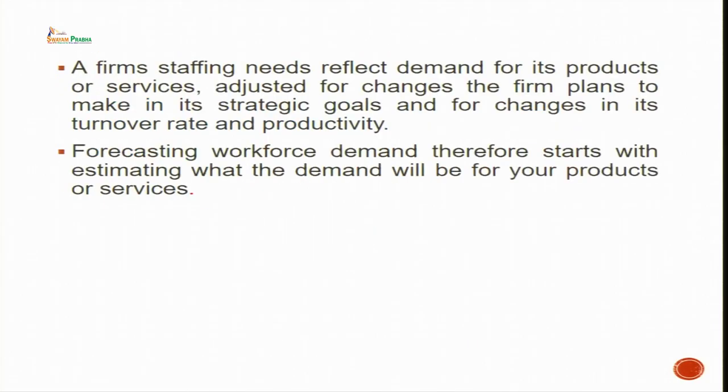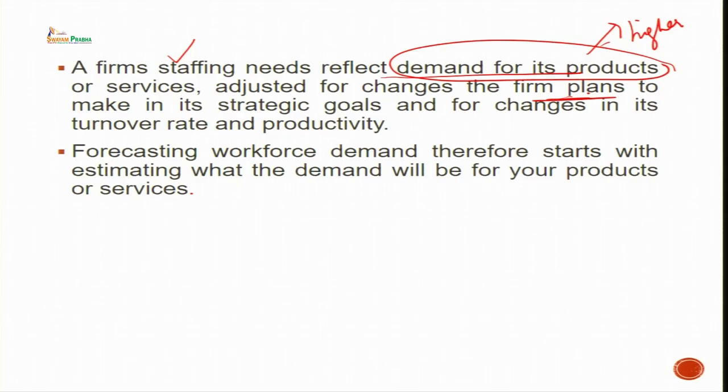Further, a firm's staffing needs reflect the demand for its products. This is very important. If the organization is having a higher demand for its products, consequently, the firm will require a higher number of people to serve towards fulfillment of those products and services. Thus, adjusted for changes in the firm's plans to make it its strategic goal, and for changes in turnover rate and productivity eventually. And forecasting workforce demand therefore starts with what?